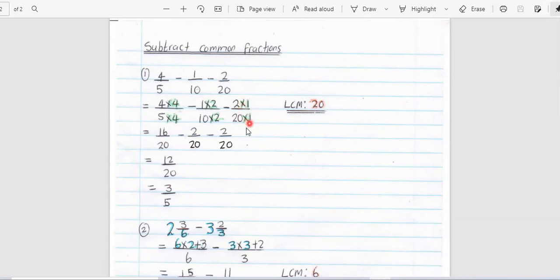Because you must multiply the numerator by the same number you multiplied your denominator by. So as a result of that, we're going to have 16 over 20. How did I get 16 over 20? 4 times 4 will give you 16. Then 5 times 4 will give you 20.